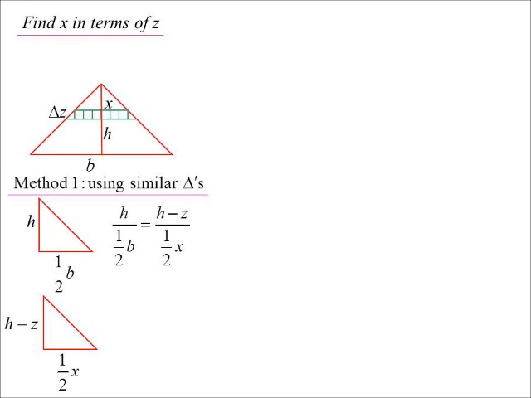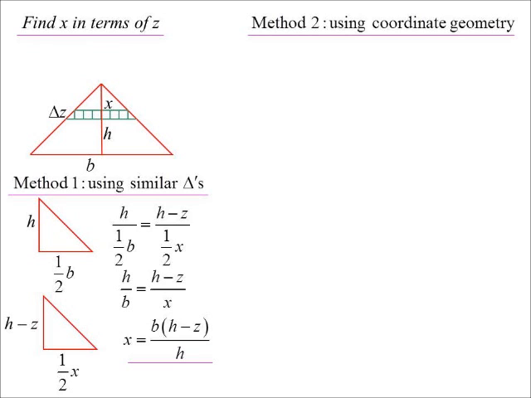So looking at the ratio of sides in those similar triangles, I've got h over a half b is the same as h minus z over a half x. Rearranging that, I get a formula for x in terms of z. Remember, b and h are constants. b was the base of the pyramid, h was the height of the pyramid. The way I like to do it is using coordinate geometry.